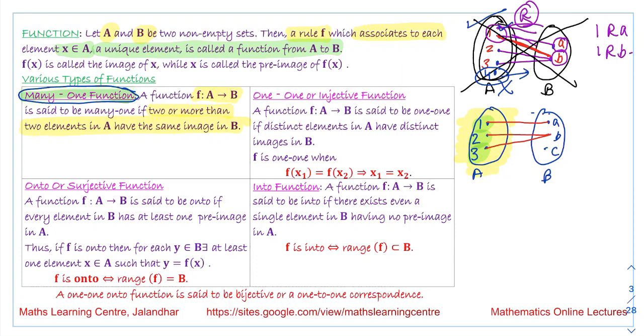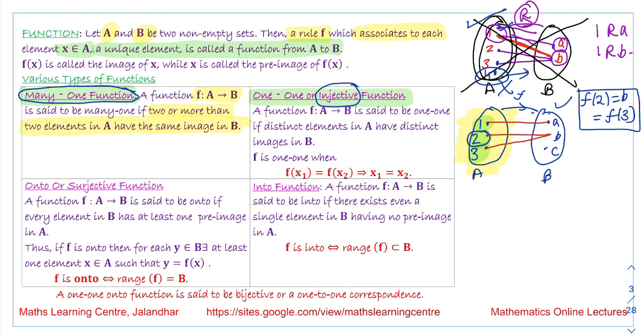Now many one function means that two or more than two elements in A have the same image in B. This is a function, and the image of 2 is b and that is equal to the image of 3. So these kinds of functions are called many one functions. The next type we have is called an injective function. You must remember this term, injective. It is commonly used. When we are talking about an injective function, it means we are talking about a one-one function.